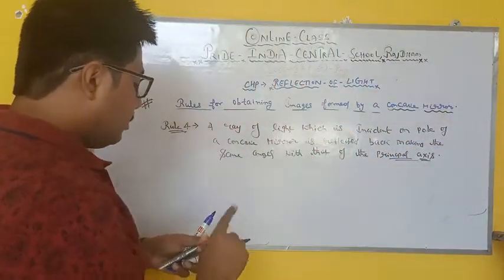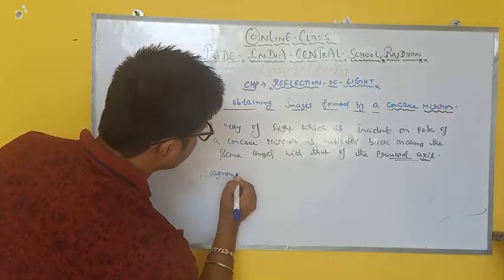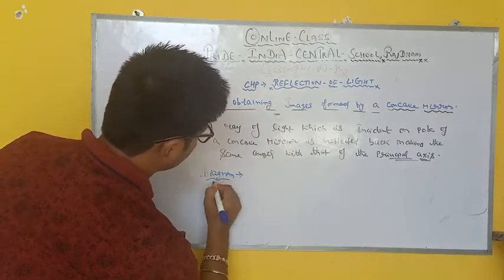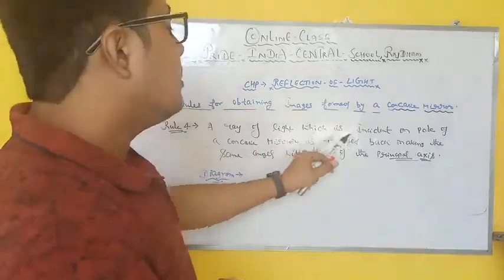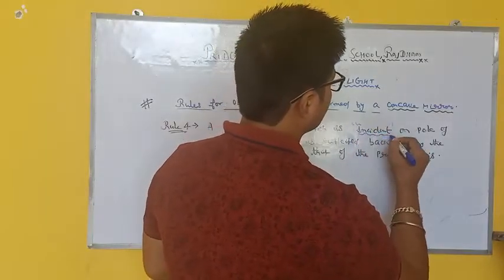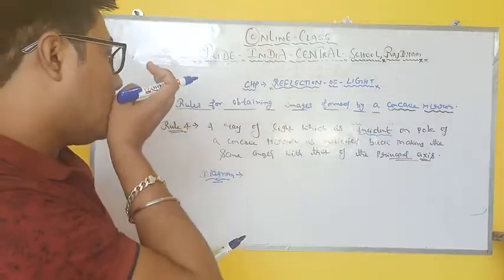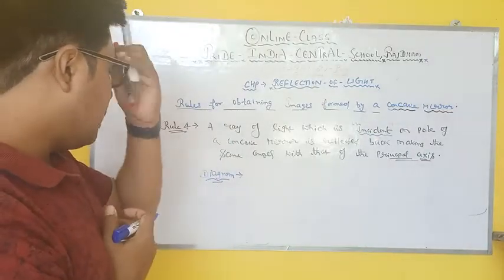So you'll understand it using a diagram. A ray of light which is incident, very much important, incident on the pole of the concave mirror is reflected back, making the same angle with that of the principal axis.